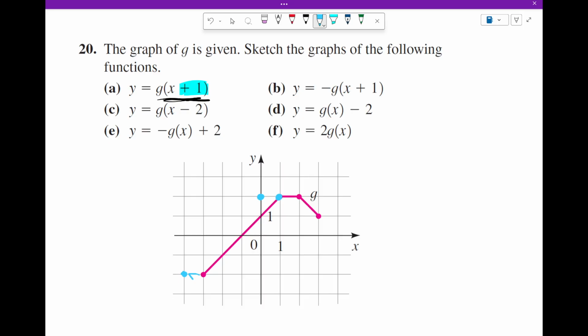All right, so for example, that's that point, that's that ordered pair, that's that ordered pair, and then here we go. And now there's our new line right there. So that's the first one. Now, for part B, not only do we have that shift to the left, but we also have a reflection about the x-axis.